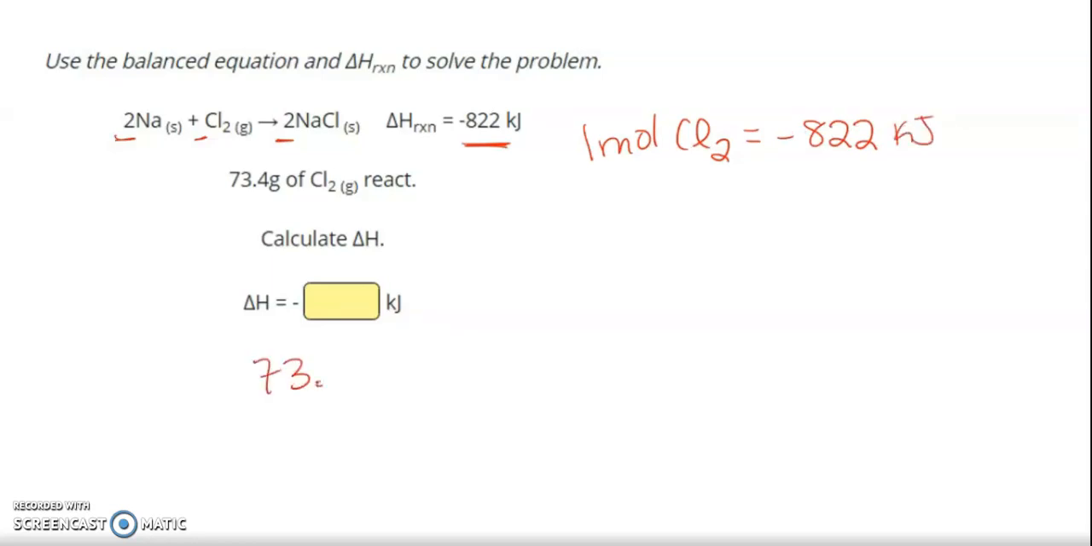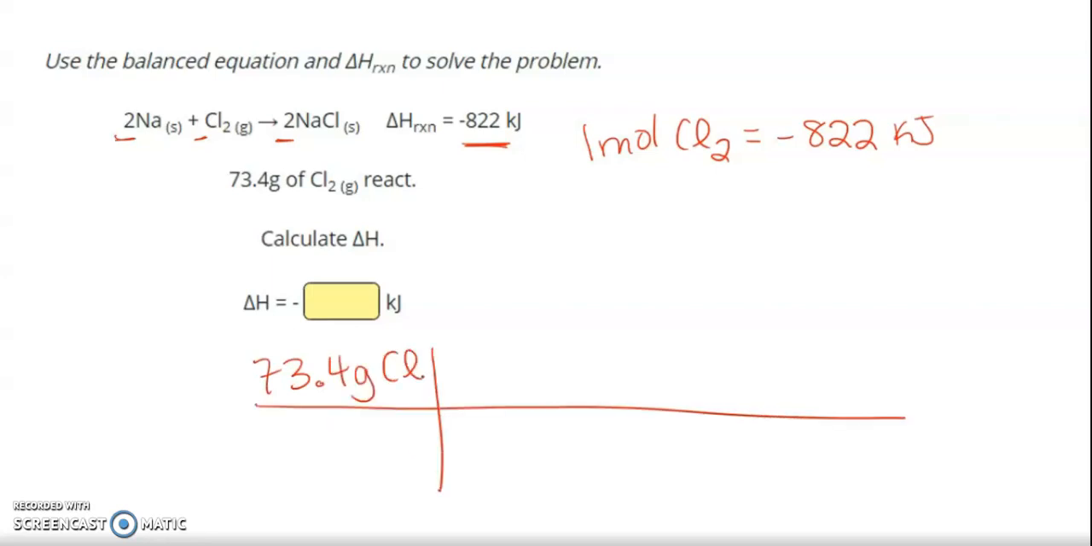But when we set up our stoichiometry this time, 73.4 grams Cl2, we drag down grams Cl2 and we realize we know how many moles make a certain number of kilojoules. So we have to go to that first. We can't go straight from grams to kilojoules. So we go to moles Cl2, drag down moles Cl2, then go to kilojoules.